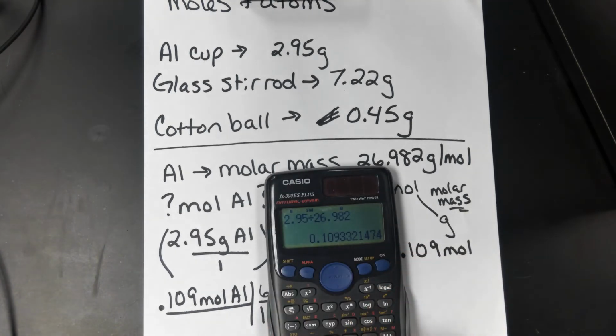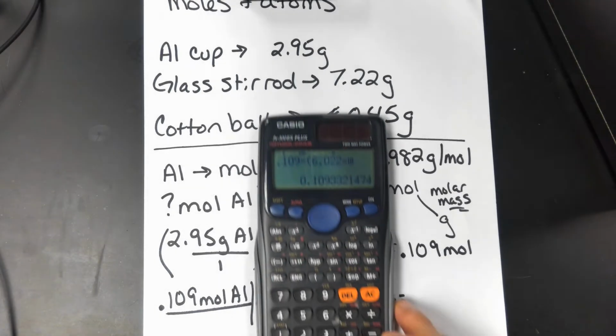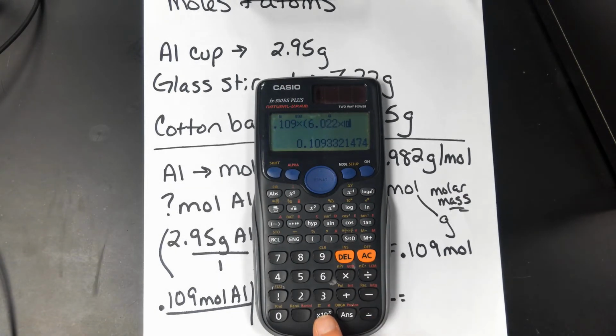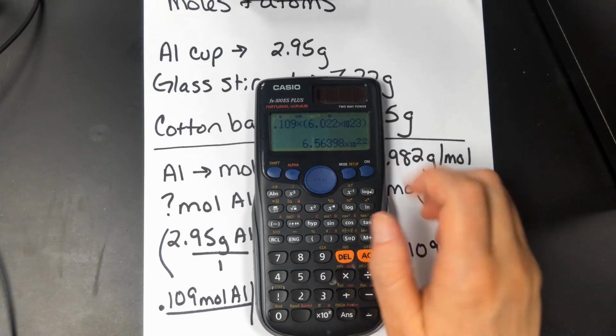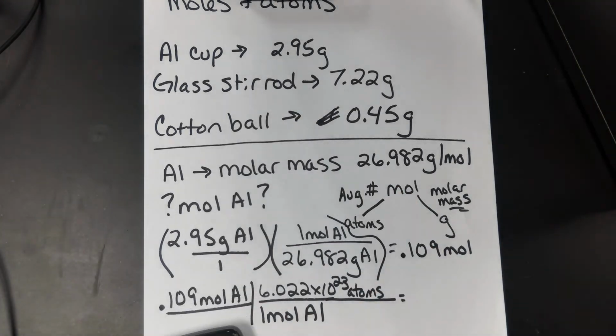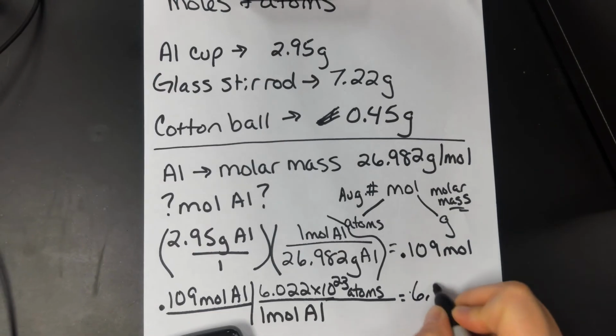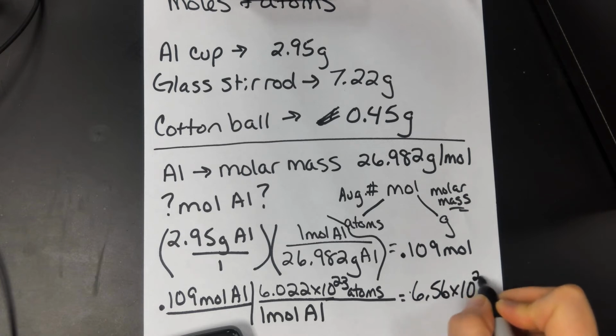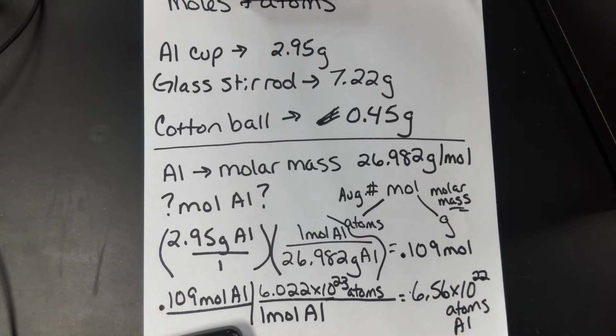So I'm going to take 0.109 and multiply it by 6.022, and in this calculator I actually have a times 10 to the button, which is really handy. So 10 to the 23rd, and the parentheses, I just like parentheses, that's just me. 6.56 times 10 to the 22 atoms of aluminum. Let me make sure that that's the only thing you have to do with atoms. Yep.